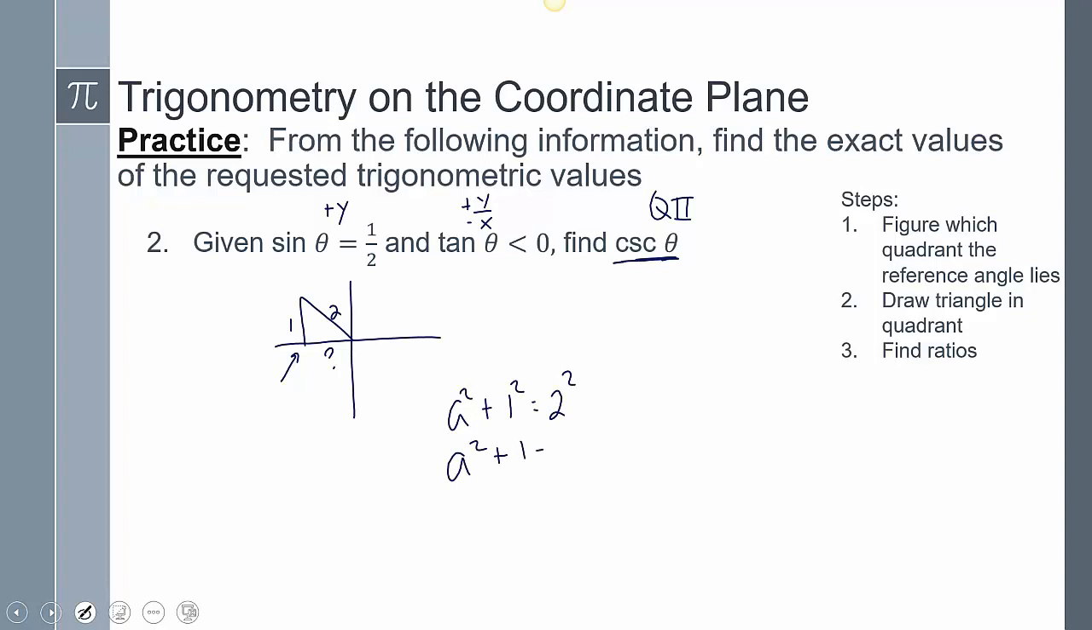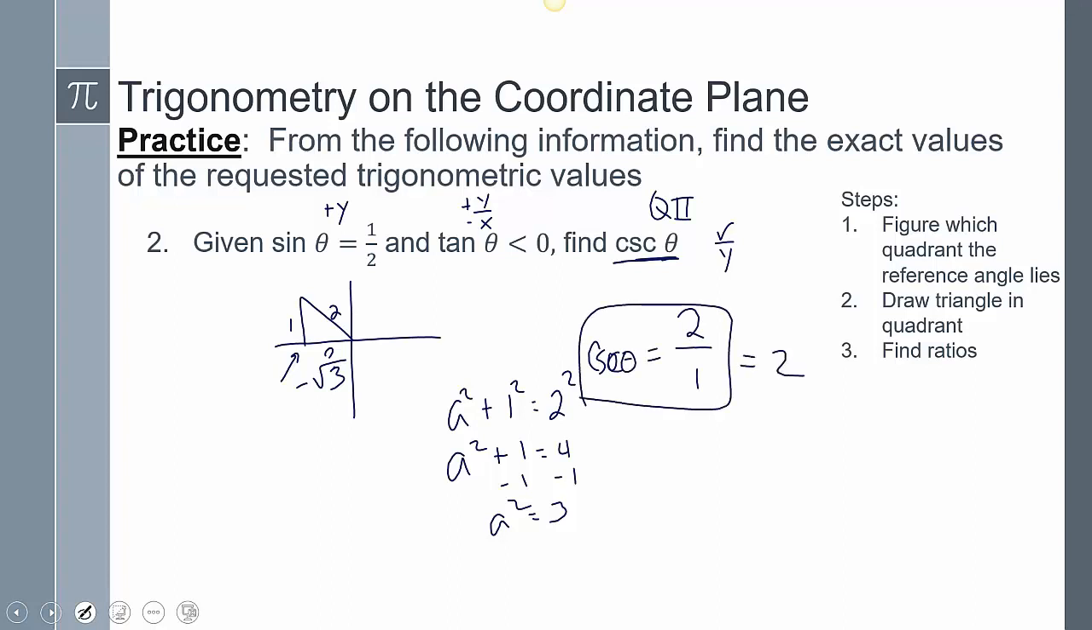A squared plus 1 equals 4, so a squared equals 4 minus 1, which is 3. If I take the square root of that, that's going to give me root 3, but it's going in the negative direction. Now cosecant we said is r over y. So my radius, which is 2, over y, which is 1, and so that's what the cosecant theta is going to be, or just 2.